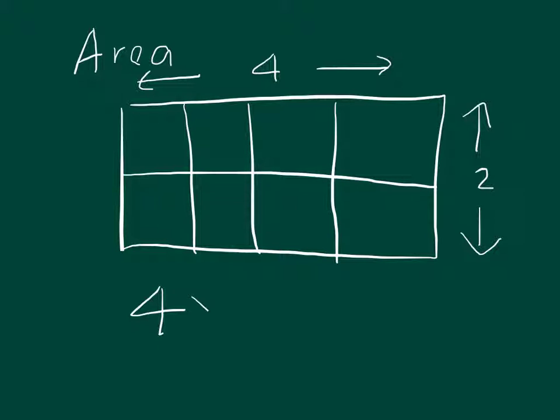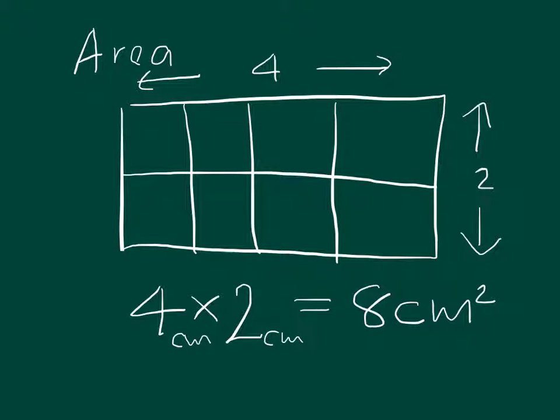So we could do the two lengths together. 4 times 2 gives me 8 centimetres squared. That was 4 centimetres times 2 centimetres gives us 8 centimetres squared. So if we want to find out the area of a rectangle, we multiply the two lengths, the 4 times the 2. Now what about the perimeter?